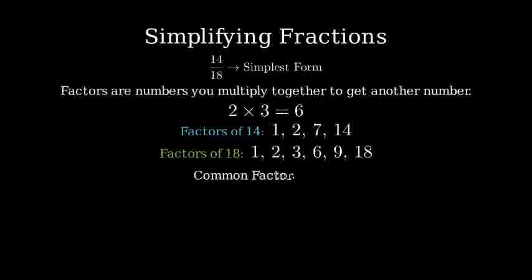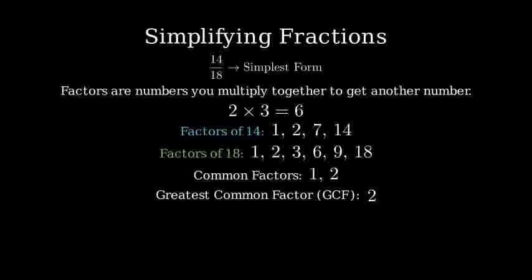The greatest common factor, or GCF, is the largest number that is a factor of both the numerator and the denominator. Let's identify them first. We see that 1 and 2 are common factors of both. From that list, we can tell that the greatest common factor is 2.